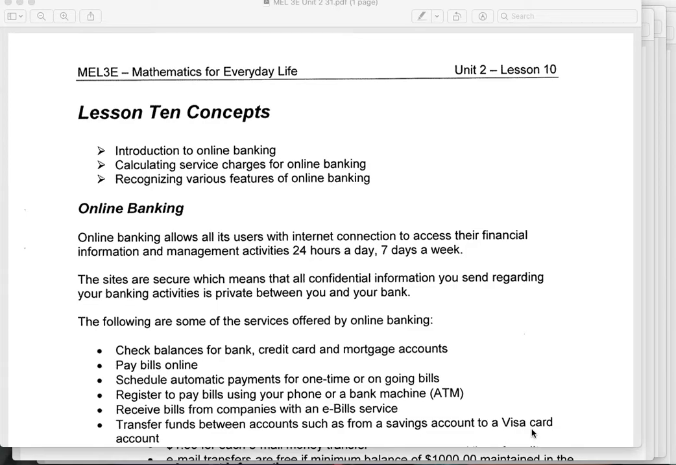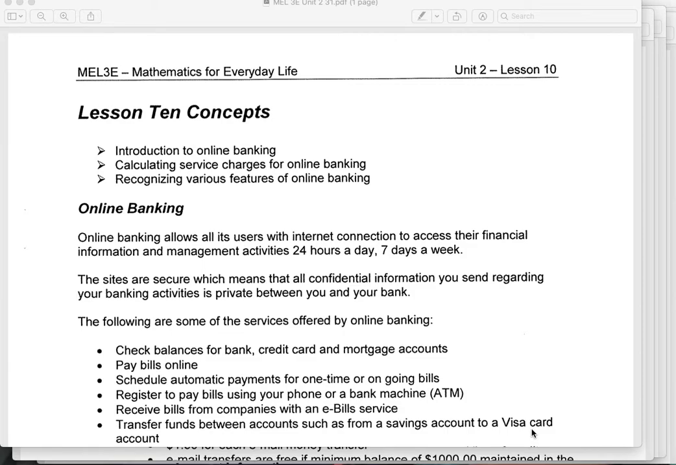10 Concepts looks at the introduction to online banking, calculating service charges for online banking, and recognizing various features of online banking. Before we left for March break, we had a couple discussions about online banking and looked at different banking services and the charges that are associated with certain bank accounts. So specifically, this is going to look at online banking.